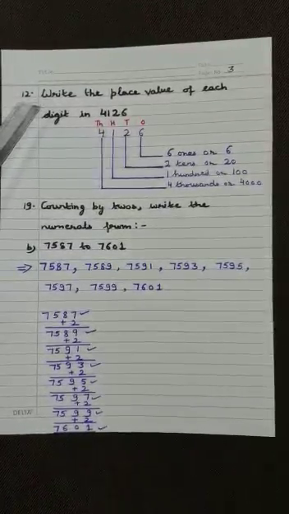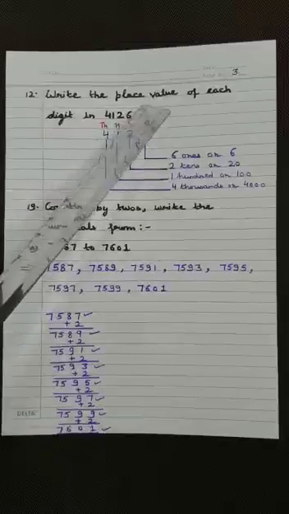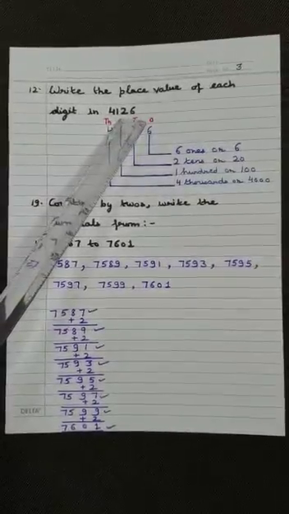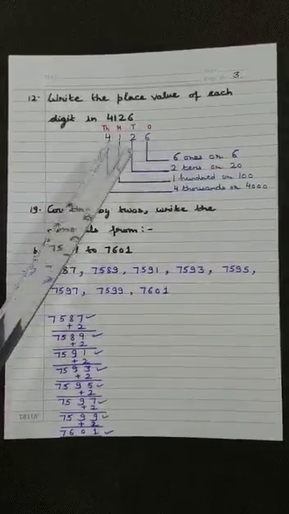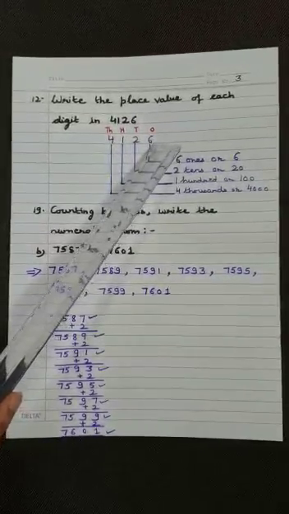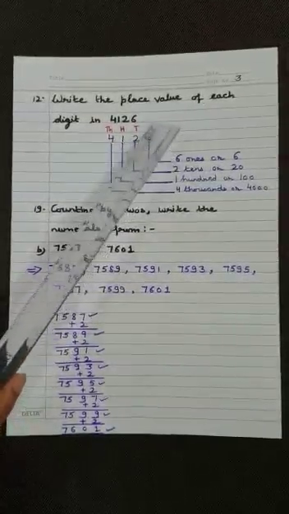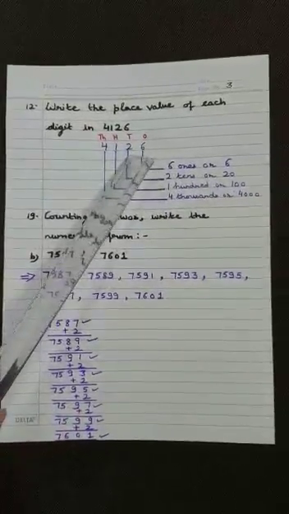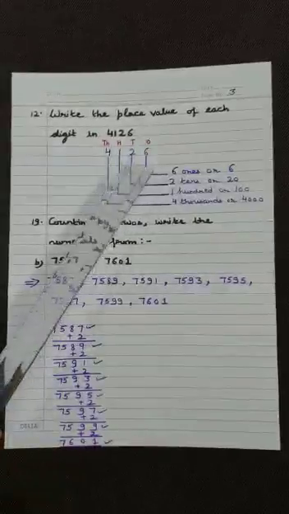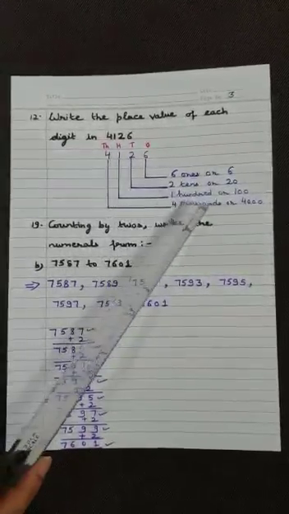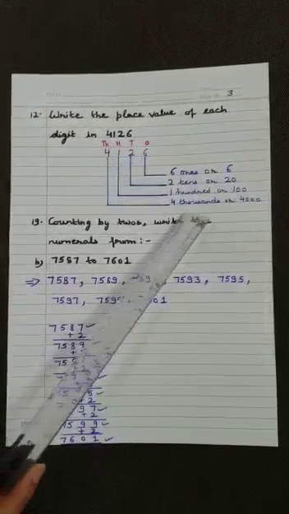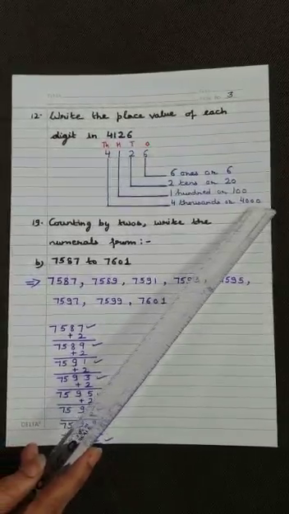Next is question 12. Write the place value of each digit in 4126. Look at this. 6 comes under ones place, so 6 ones are 6. 2 under tens place, so 2 tens are 20. 1 under hundreds place, so 1 into 100 is 100. And then 4 under thousands place. So 4 thousands or 4,000.